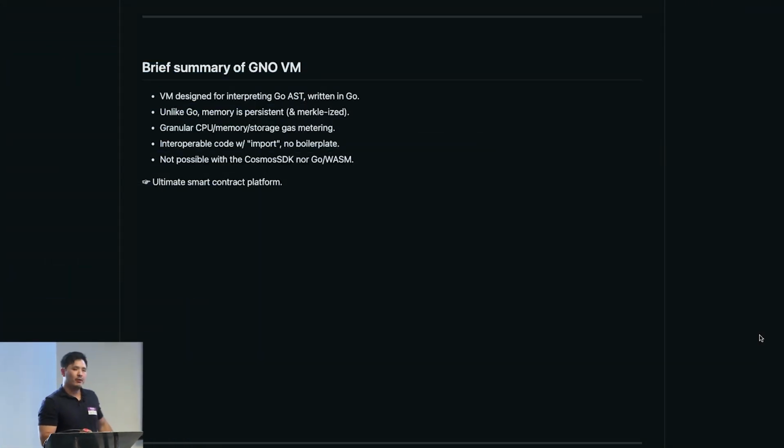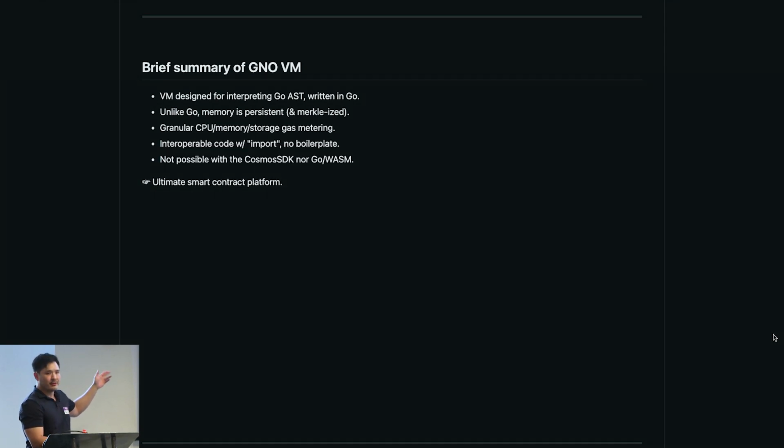So I'll go over some basic points first. The Gno VM is a virtual machine, like WASM is a virtual machine, or the JVM is a virtual machine, but it's built from scratch. It's designed to interpret Go AST, the abstract syntax tree of Go itself. It's a stack-based machine, and it's written in Go, so everything is pure Go, and it interprets Go.